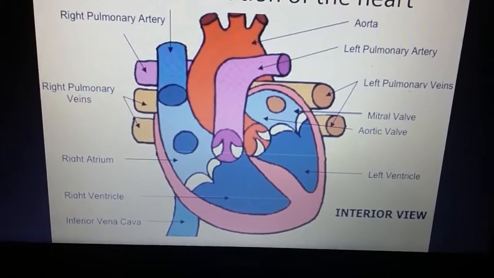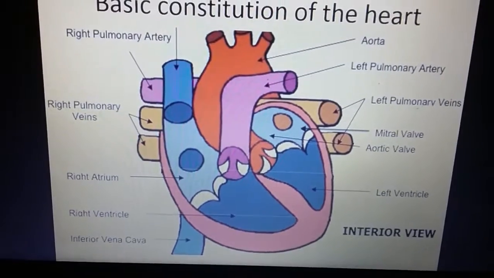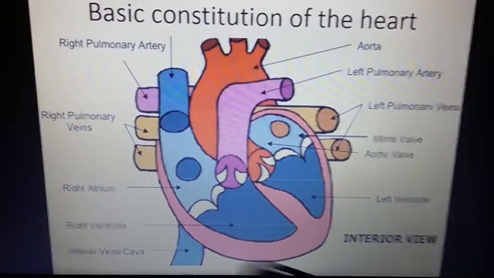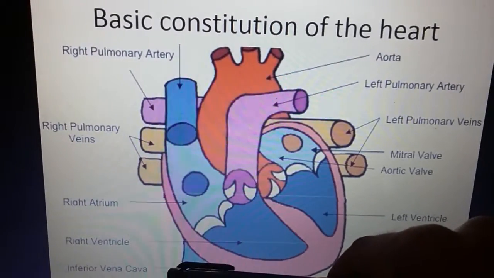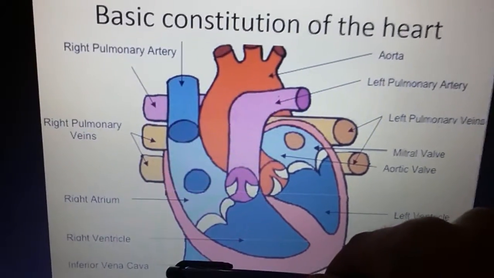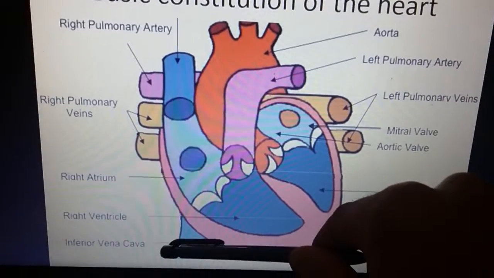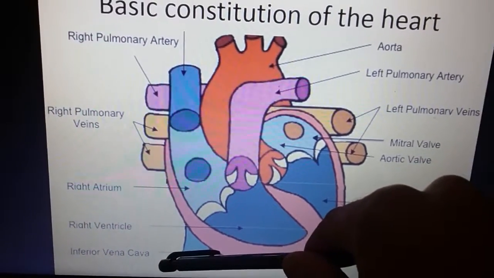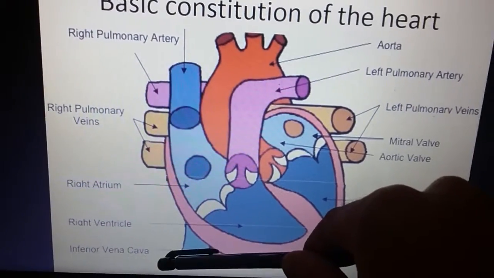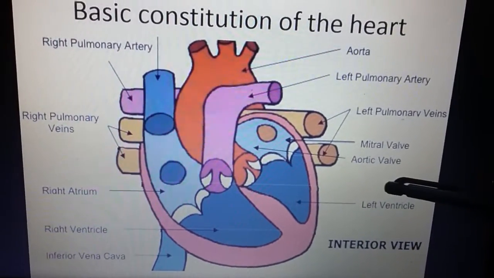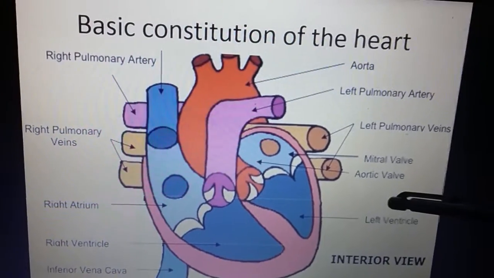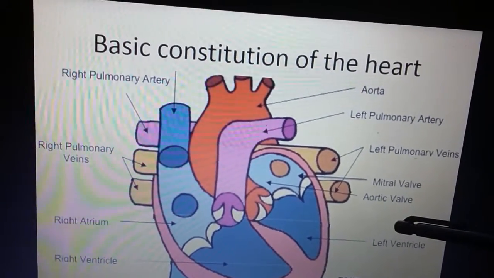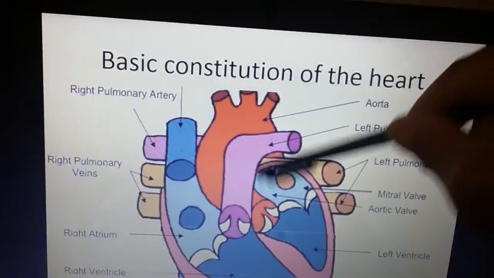There is the basic constitution of the heart, and I will explain some of it. The inferior vena cava vein carries deoxygenated blood from the lower half of the body to the right atrium of the heart. The aortic valve opens to allow blood to leave the heart from the left ventricle to the aorta.